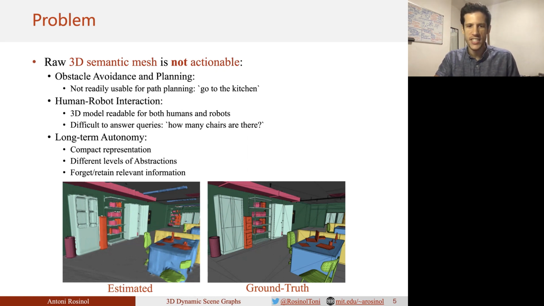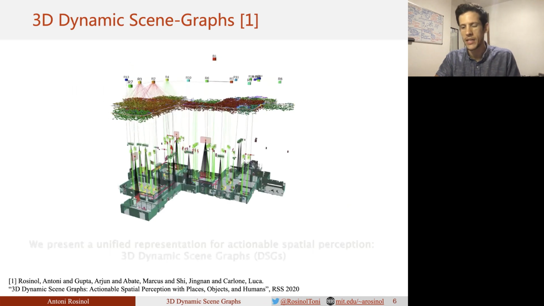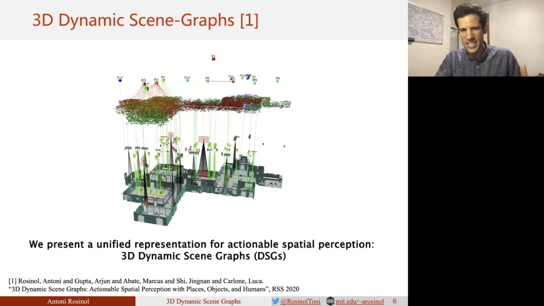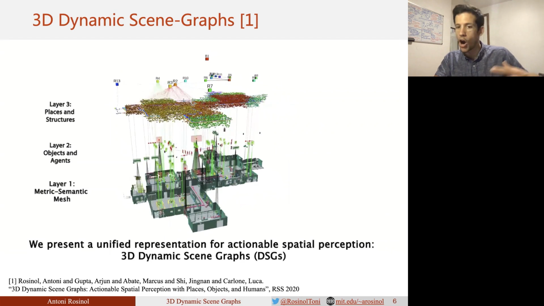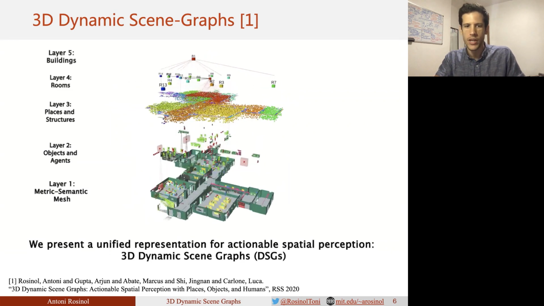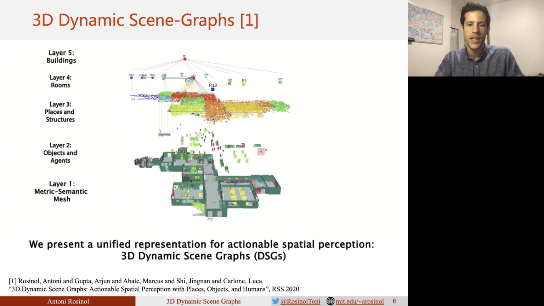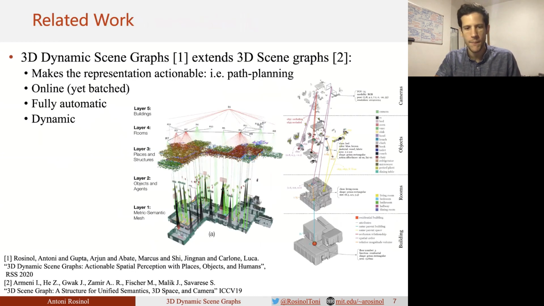A DSG is a tree-like representation that abstracts a dense 3D model, such as a metric semantic mesh, into higher-level spatial concepts. For example, objects and agents in layer 2, places and structures in layer 3, rooms in layer 4, or even buildings in layer 5. This representation is compact, modular, scalable, fast to build, and most importantly, actionable, as we will see next.